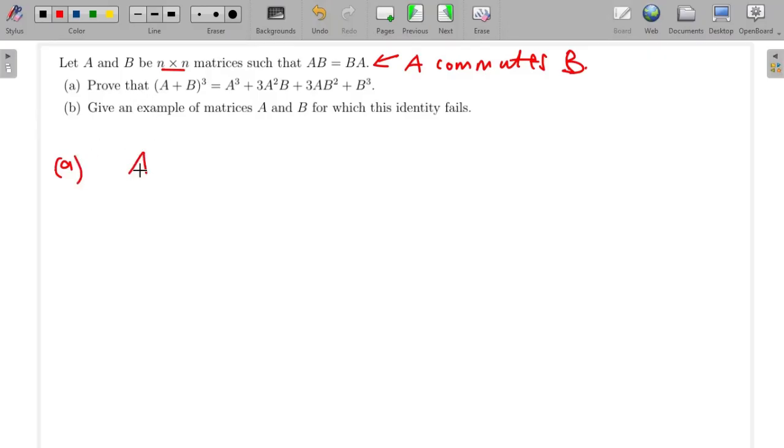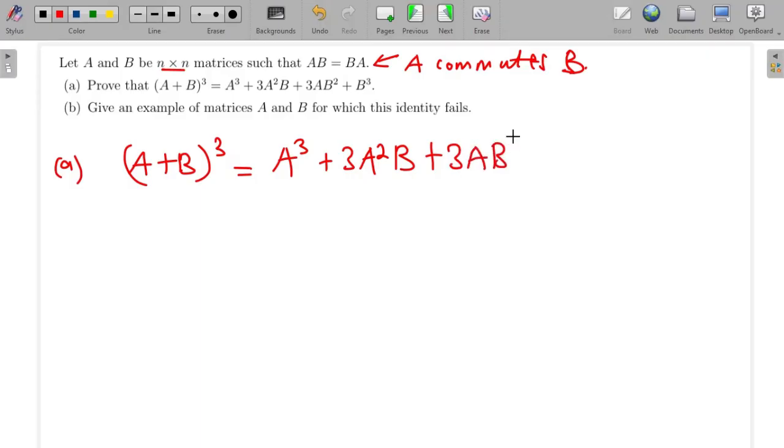So now, part A. Prove that (A plus B) cubed is the same as A to the power 3 plus 3A squared B plus 3AB squared plus B to the power 3. So we want to prove that this is true given that A commutes with what? With B. So what we need to do is just expand. So I'll start with the left-hand side.